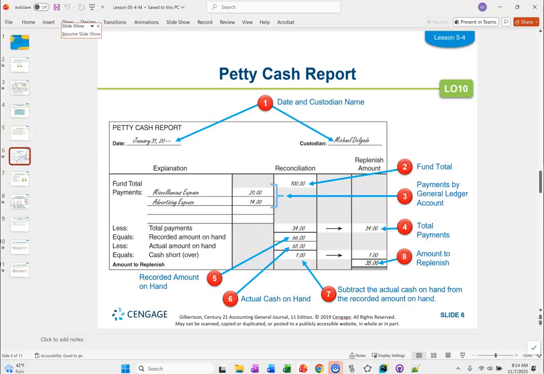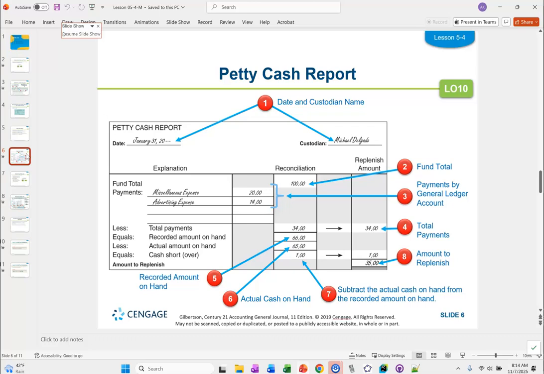All right. So what your petty cash report looks like, you start by writing the date on which you are about to do the petty cash replenishment. So in this case, that's January 31st, the end of the month. Pretty typical. And the custodian's name, the person in charge of the petty cash box. In this case, it's the owner-operator.